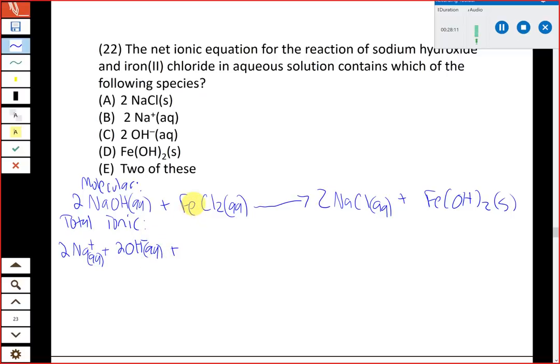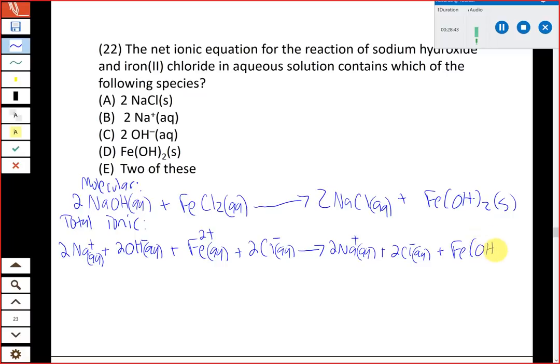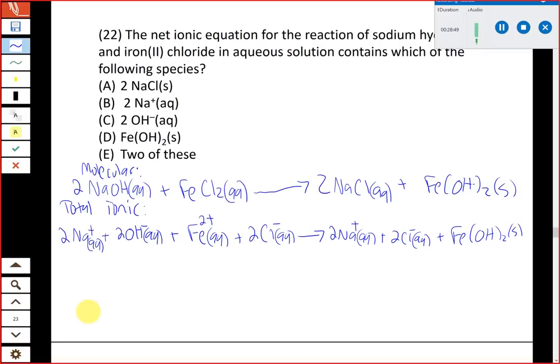And then the second reactant, FeCl2, is going to also be divided up into its constituent ions, Fe2+, and then because of the subscript of 2, that's going to make 2 Cl- when it dissolves. And then on the product side, we have NaCl is still aqueous, still dissolved, so it's going to be broken up as well to Na+ and Cl-. And then the second product, though, this is our precipitate, the one that forms as a solid. Because it precipitates, it's not going to be divided up into ions anymore. It's going to be just written as is, FeOH2 solid.